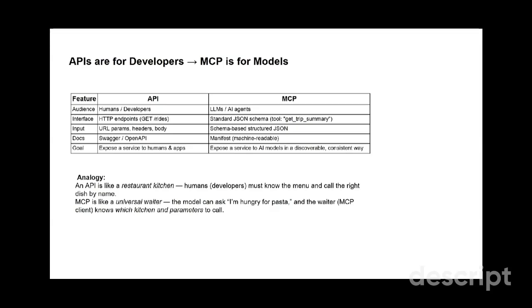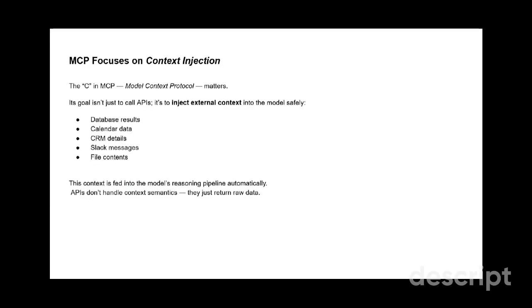For systems, we already have APIs in place. For building agentic AI systems, somewhere down the line we need MCPs to make the system smarter. The C in model context protocol is to inject the external context into the model safely, right? Be it data from some other database, calendar data or CRM data. This is where MCP comes into the picture. It needs to get some data and give it to the model, correct?